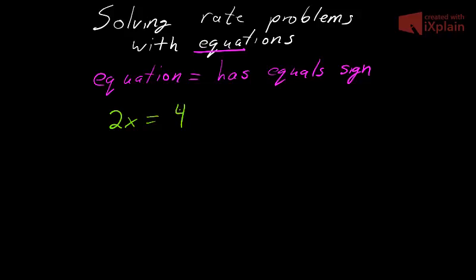Looking at this, I know a lot of us would see 2 times something is 4. Remember that if there's nothing written there, it's assumed that it's multiplication. A lot of us will just think, well, 2 times 2 is 4, so x has to be 2, which is an okay way to do things. So we could say x equals 2 there. But there is a better way, and that is that whenever we have an equation, we have one rule.